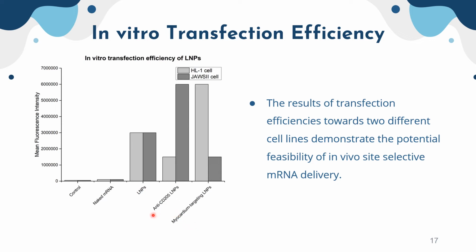The EGFP expression is higher in dendritic cells when the anti-CD205 lipid nanoparticles are used, because CD205 enhances endocytosis of lipid nanoparticles. In contrast, the EGFP expression is higher in cardiac muscle cells when the myocardium-targeting lipid nanoparticles are used, because the proteins on the myocardium-targeting lipid nanoparticles can boost the targeting effect. The results of transfection efficiencies towards two different cell lines demonstrate the potential feasibility of in vivo site-selective mRNA delivery.